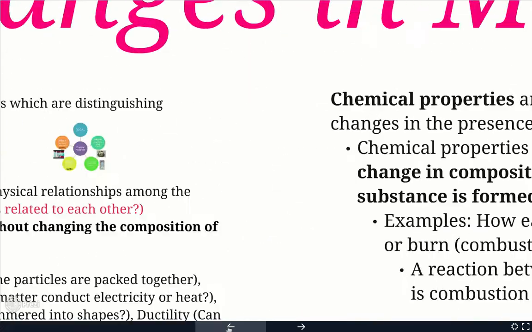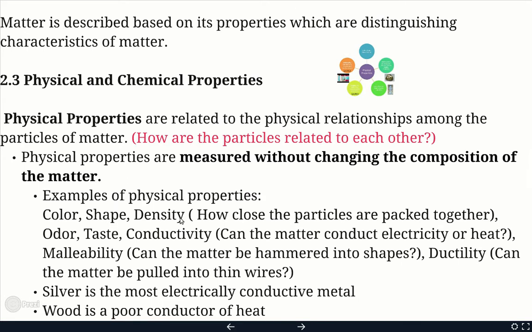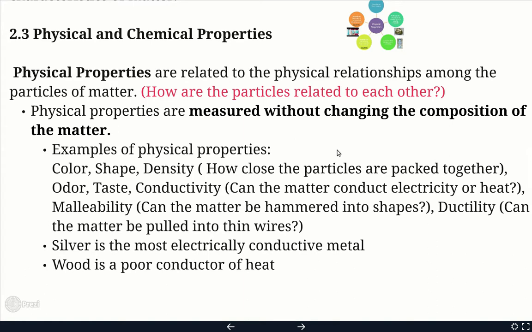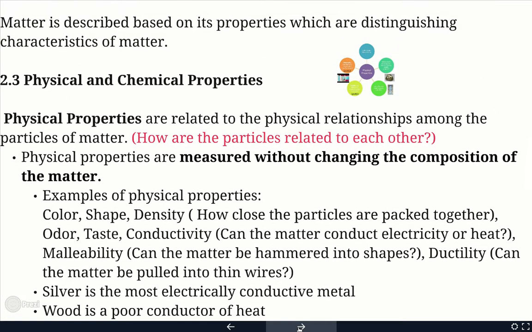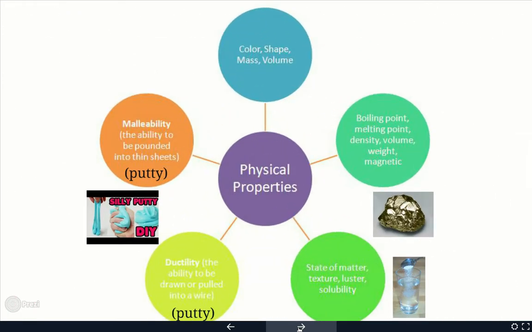Let me go back to the previous slide. So physical properties are related to the physical relationships among the particles of matter. How are the particles related to each other? Physical properties are measured without changing the composition. That just means we're not going to rearrange the atoms. They're going to stay in their shapes. And I list some of them, which we talked about in that slide a minute ago. Silver is the most electrically conductive metal. That's one of its physical properties. It conducts electricity very well. And wood is a very poor conductor of heat. So those are physical properties. They don't change the material.